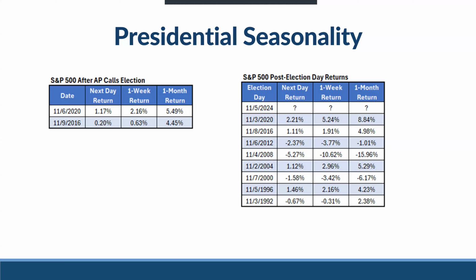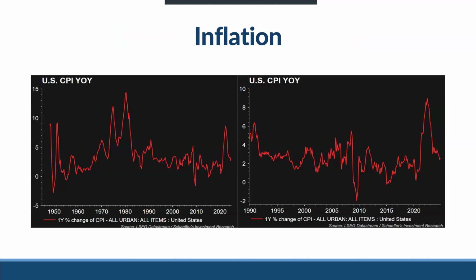Here's some presidential seasonality data from our site. As you can see, 1 month returns were 5.49% in 2020, and 2016 was 4.5%. The only years that were really bad 1 month after were 2008 and 2000. 2012 wasn't great, but it wasn't horrible. It was down 1%. But most of the time, you have this positive tailwind into year end.